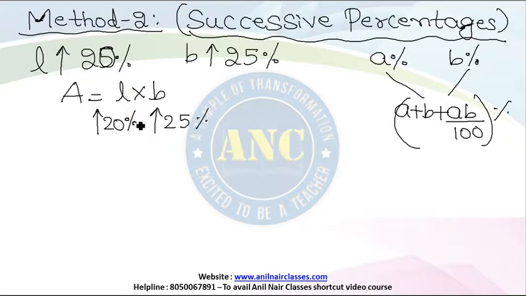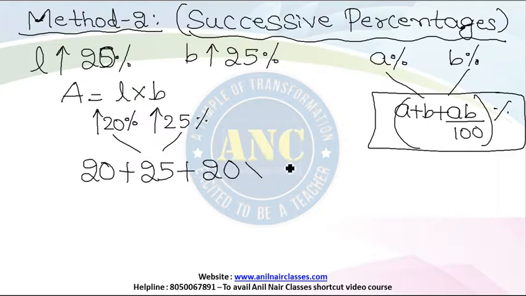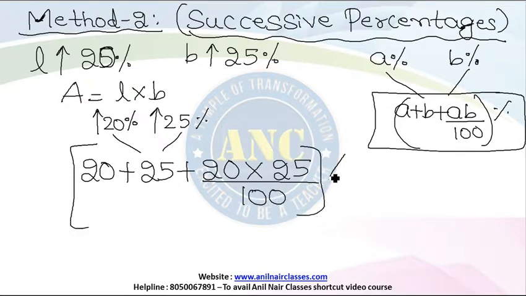Whenever there are two percentage changes, apply successive percentage. A value here is 20, B value is 25. It is A plus B plus A into B divided by 100 percentage, that is 20 plus 25 plus 20 into 25 divided by 100. If I further simplify, can I say 25 into 4 is 100, and 4 into 5 is 20 divided by 4 gives 5.